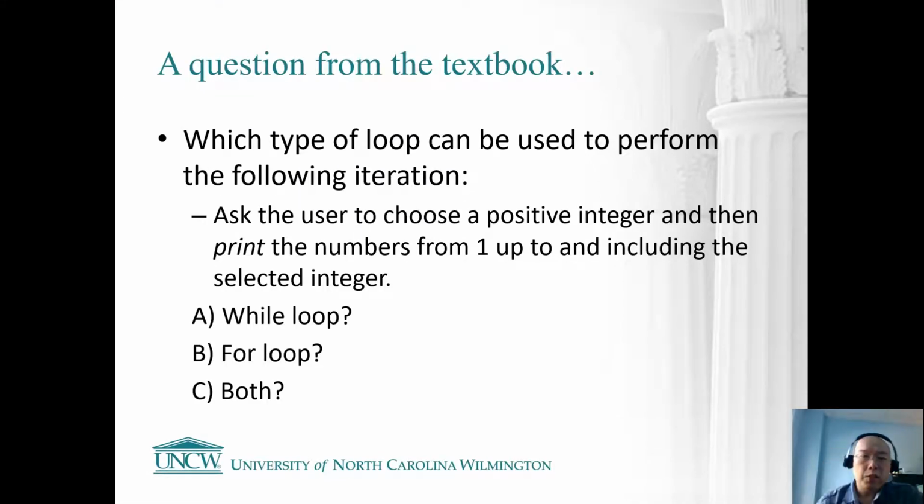Okay, this is a question from the textbook. We want to create a program that asks the user to choose a positive integer and then prints the numbers from 1 up to that integer. Say if I type 100, this program will print all the numbers from 1, 2, 3, all the way up to 100. Okay, so can we write this program with a while loop? Can we write this program with a for loop? Or can we do this program with both? So think about that.